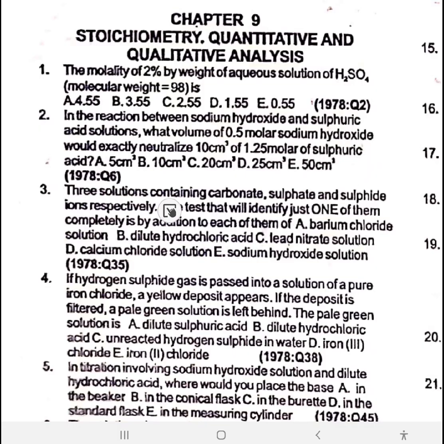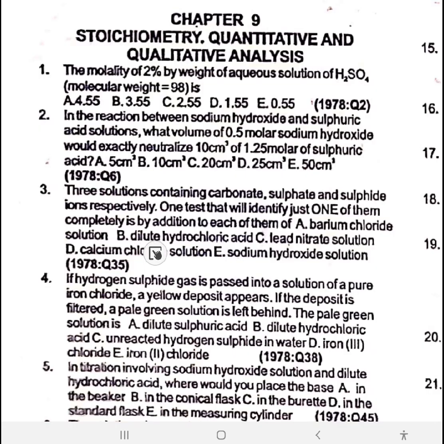Three solutions containing carbonate, sulfate, and sulfide ions respectively. One test that will identify just one of them completely is by addition of each of them. What do you need to add to each of them? Let's see. Barium chloride solution, dilute hydrochloric acid, lead nitrate solution, calcium. Number 3 is option B.